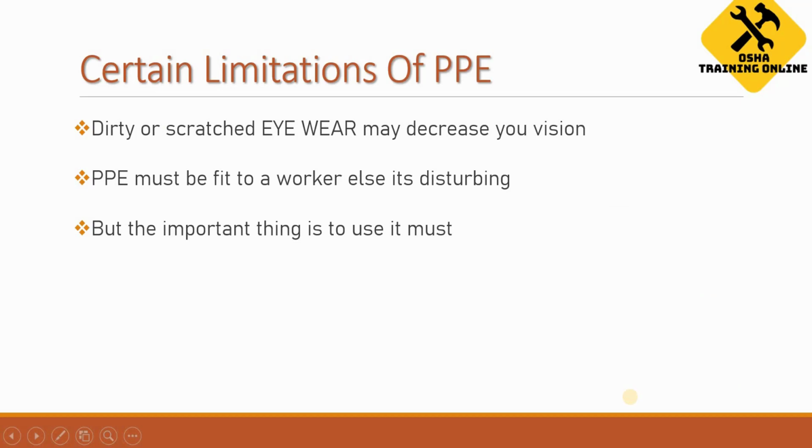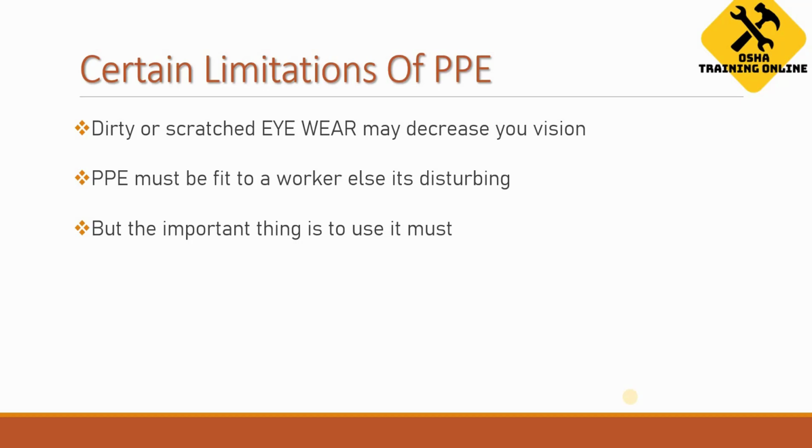In the last, let us discuss certain limitations of PPEs. Although PPEs are good, there are some cases in which they are not good. For example, if you wear eyewear or PPE for eyes, like the goggles we have discussed, but they are damaged or old, in that case it will decrease your vision. So this is a limitation of PPE. Make sure that it is new and in good condition.